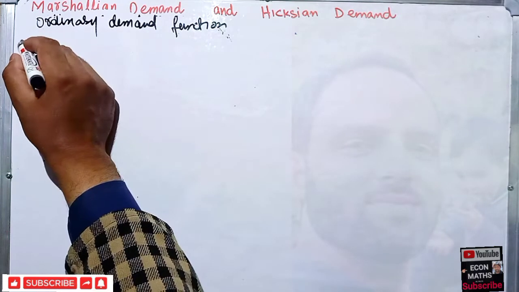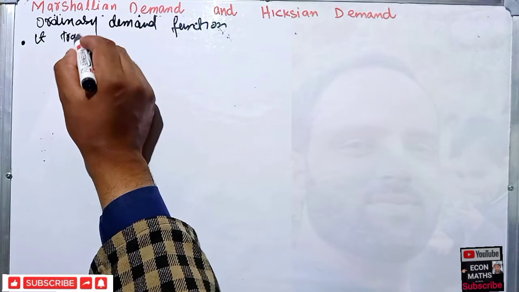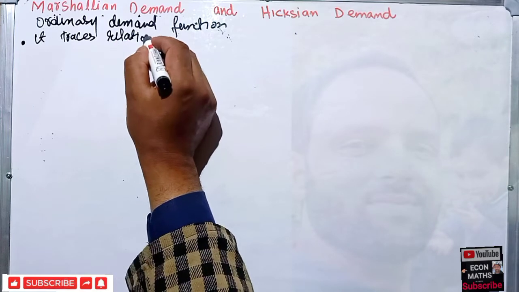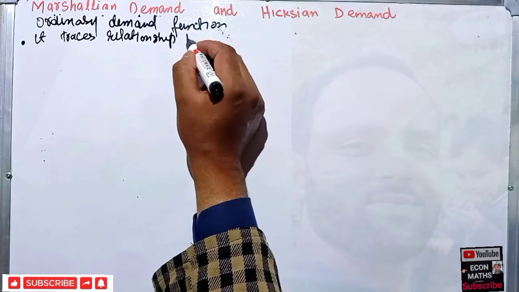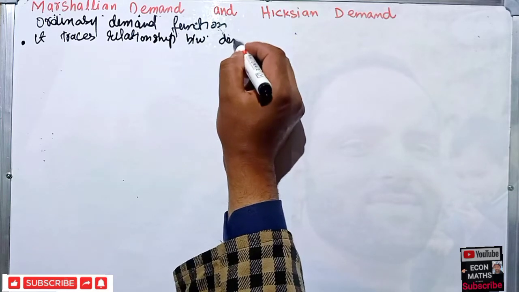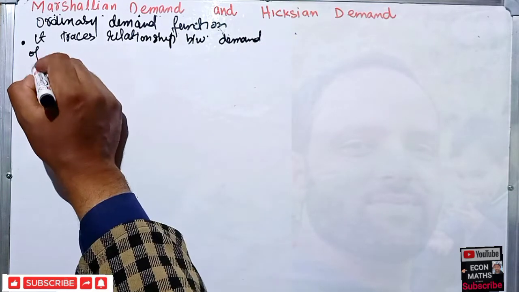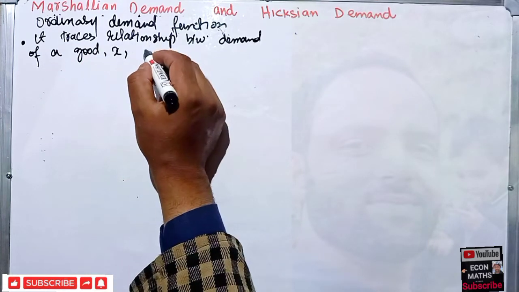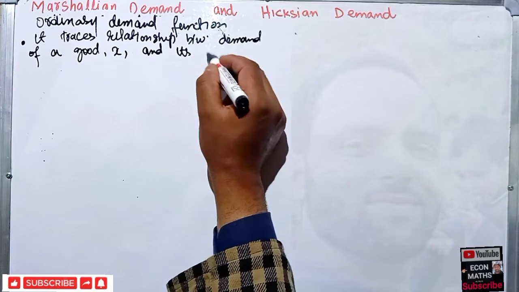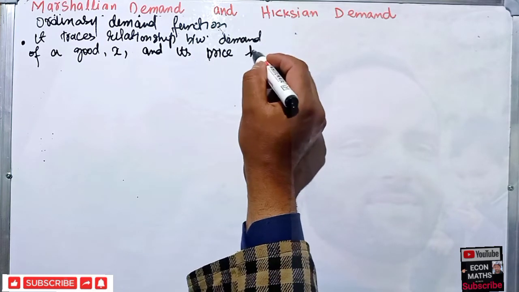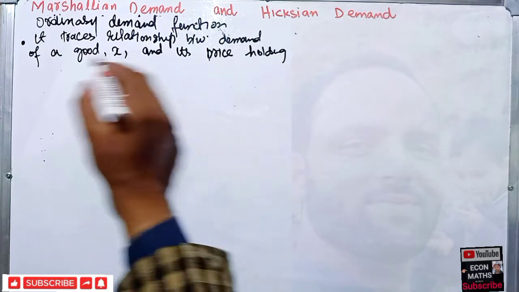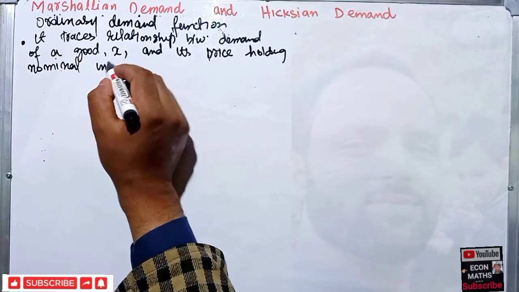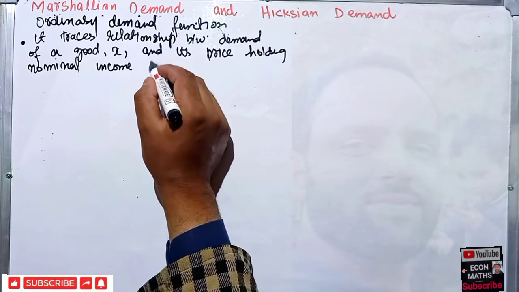So I will write here: it traces the relationship between demand of a good, let us say X, and its price, holding nominal income constant.